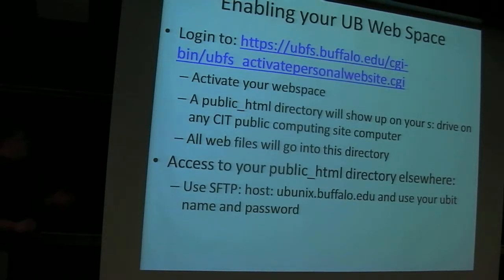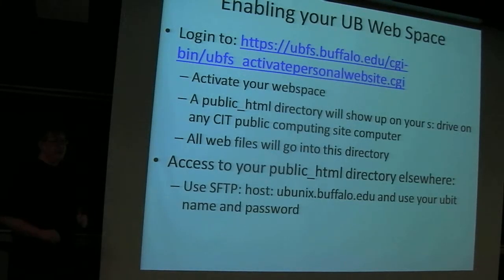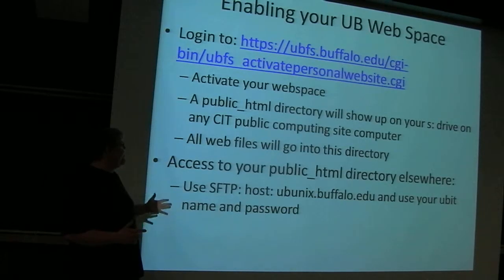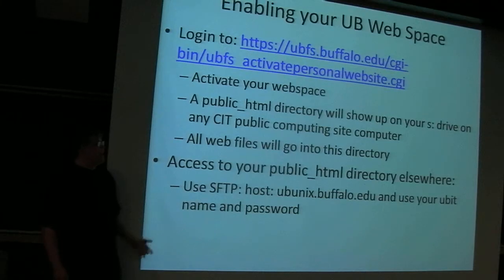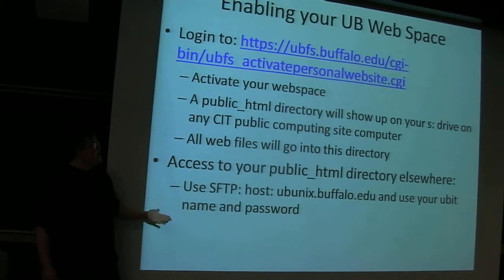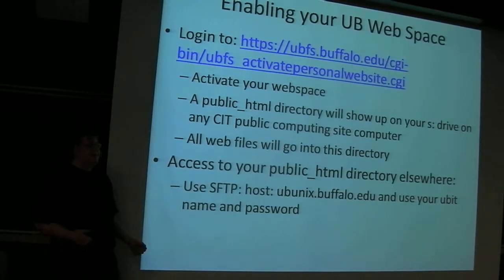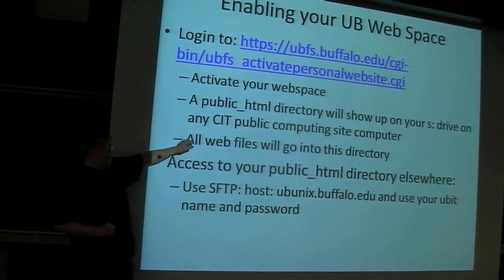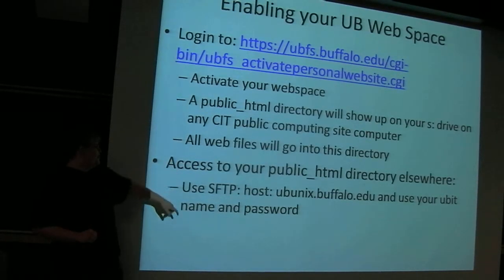So first off, enabling your web space. This nasty URL here is where you would go to do it. Click it, type in your username and password. It says enabled, yep, and then public HTML shows up on your S drive if you're on a public site, or if you're on UB Unix, it's someplace in there too. I think it's just /public HTML, but I might be wrong there. All your web files will go into public HTML, and access to it will also be there.